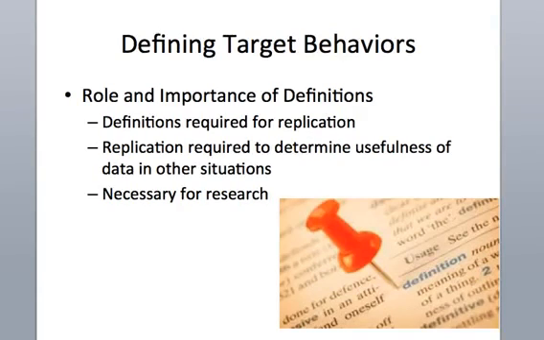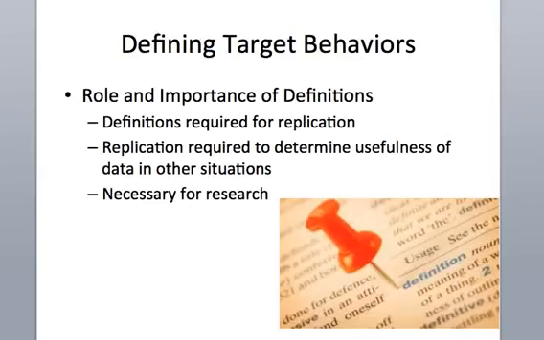First of all, we have to identify the definition of the behavior. The definition is required for replication. In order to do this, to collect our data, to do an intervention, we want to be able to replicate it or do it in more than one place. We have to have a clear definition. Replication is required in order for us to determine the usefulness of this data to other situations.